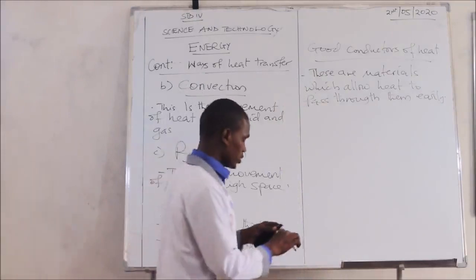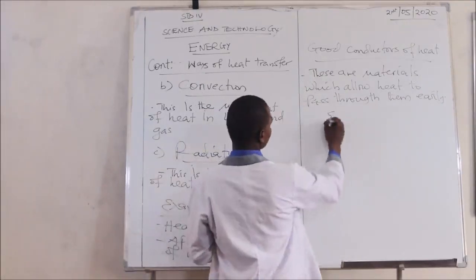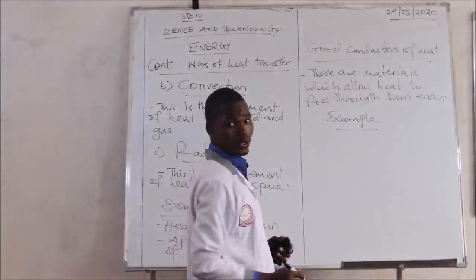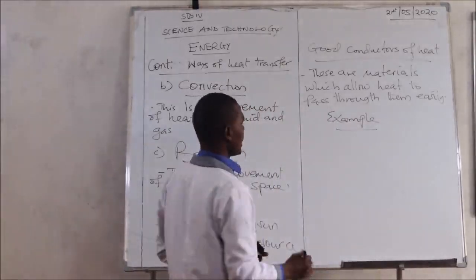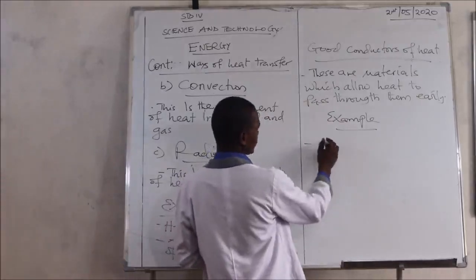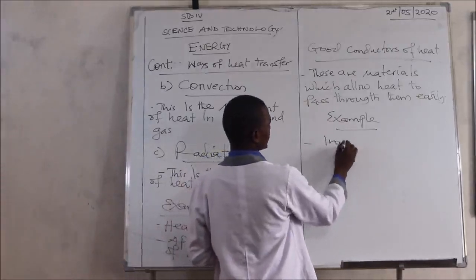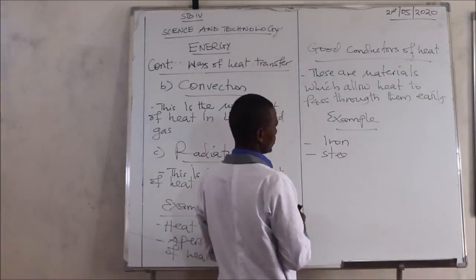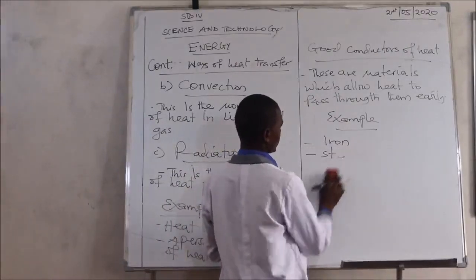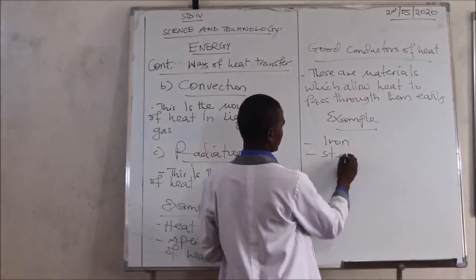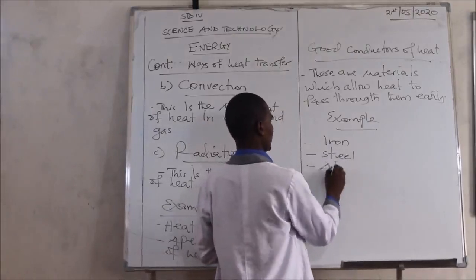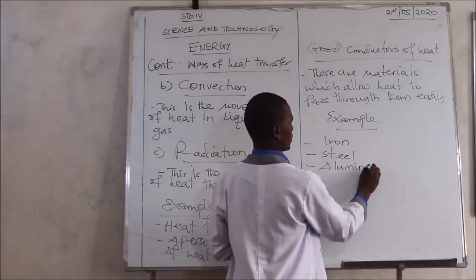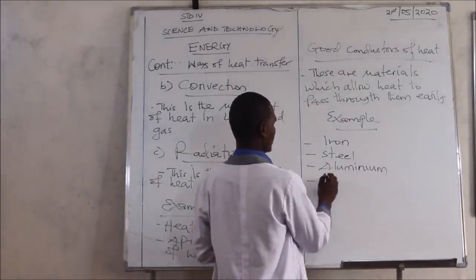So, just to check the examples of such materials which allow heat to move through them easily are iron, steel, aluminium, we have stone.